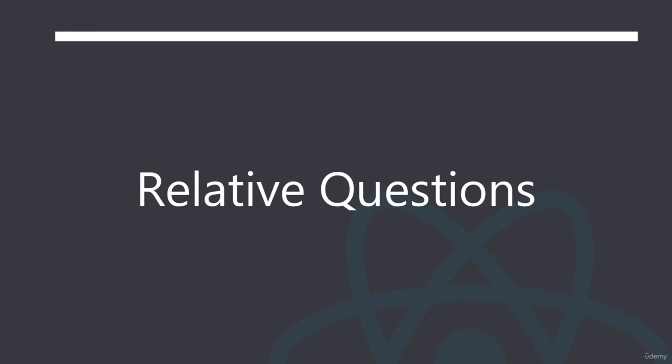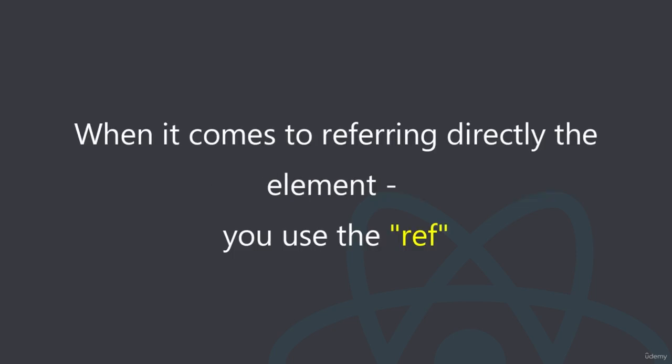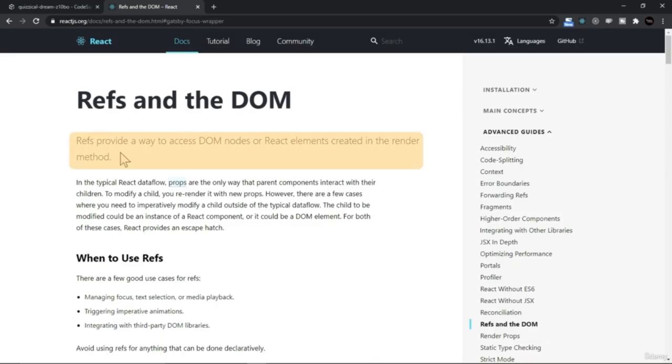There is one related question: what is the use of ref, or in which situation will you use ref, that is the reference? We have already seen that when it comes to referring directly to the element, you use the ref, but you do have to take care, as you see in this official documentation. It says that refs provide a way to access DOM nodes or React elements created in the render method. Similarly, if you want to get the reference of the element, you can use the ref attribute.